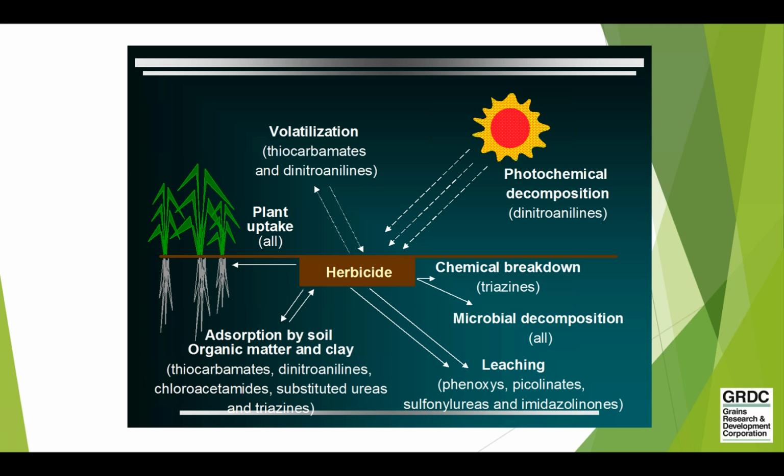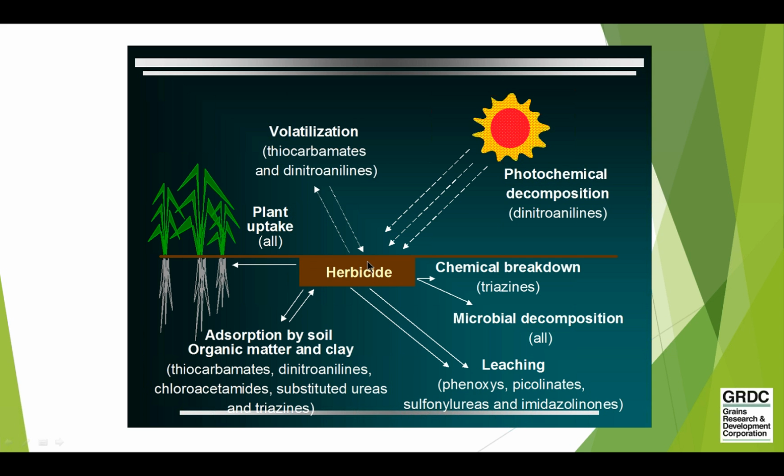So first, this slide just shows what happens to a herbicide once it's applied to the soil, and all of these factors are important in order to understand how the herbicide activity is affected. Once the herbicide is applied, multiple things can happen to it. It can be lost into the atmosphere by volatilization. It can be degraded by the sun through photodecomposition. It can be chemically broken down or microbially broken down in the soil. It can leach out of the soil profile, or it can interact with the soil organic matter and clay content.